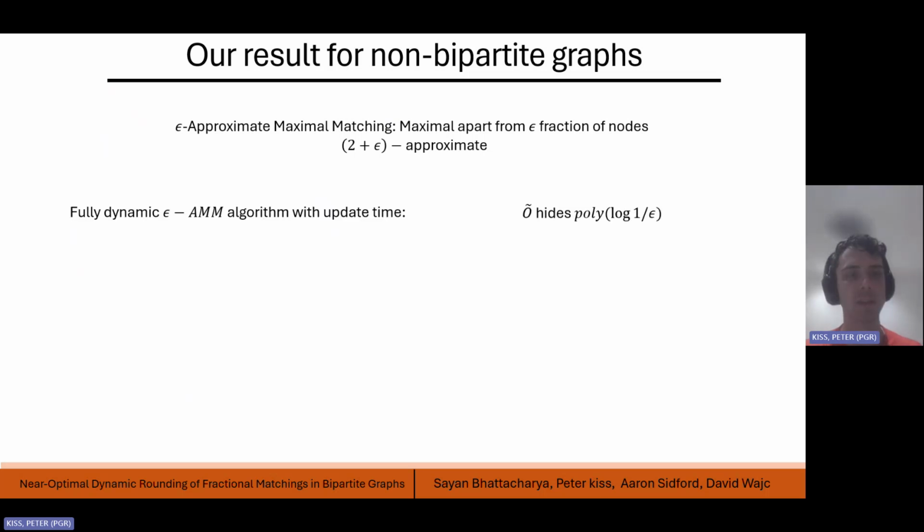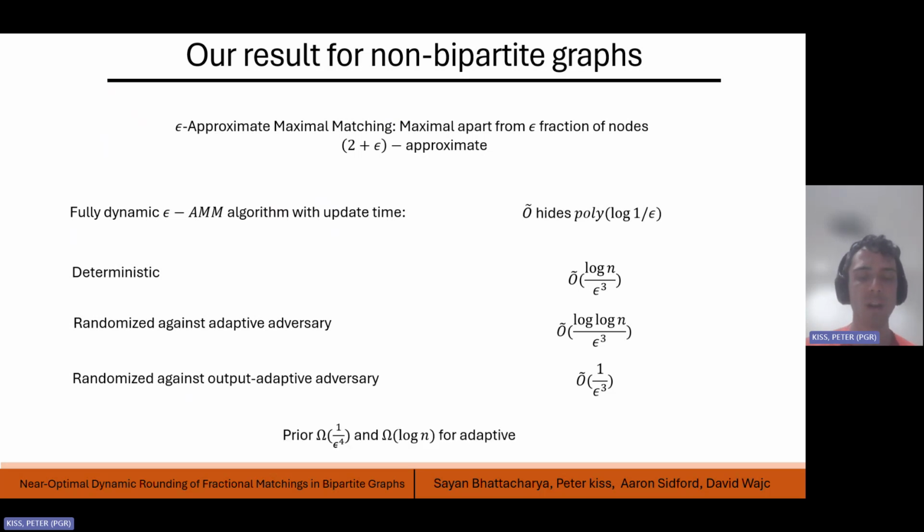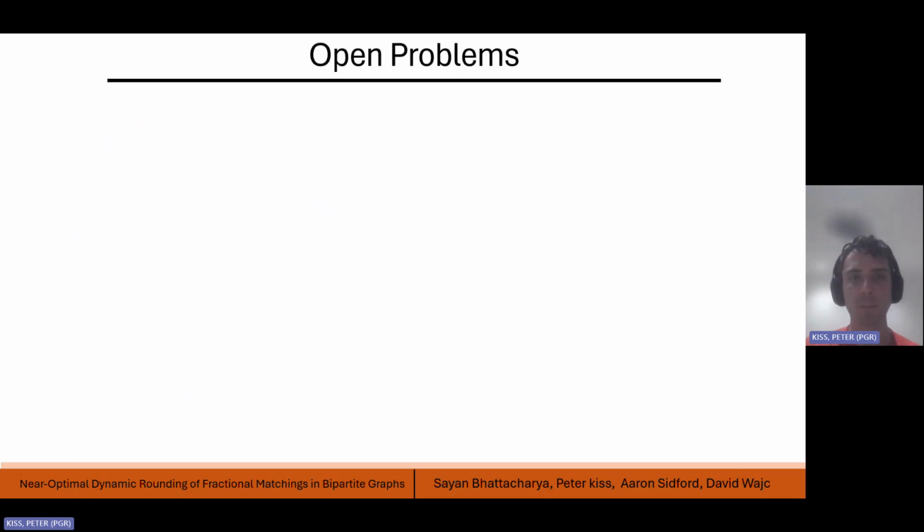So our supporting result is that we can show fully dynamic epsilon AMM algorithms with update times log n over epsilon cubed for deterministic, log n over epsilon cubed for randomized against adaptive adversaries, and 1 over epsilon cubed for randomized against output adaptive adversaries. And prior algorithms all had roughly 1 over epsilon to the fourth and Ω(log n) update times for adaptive. So roughly the same improvements as for the rounding frameworks themselves.